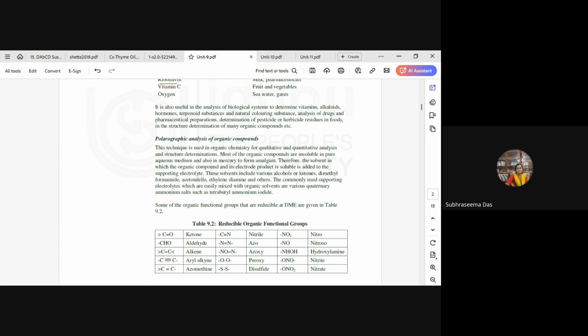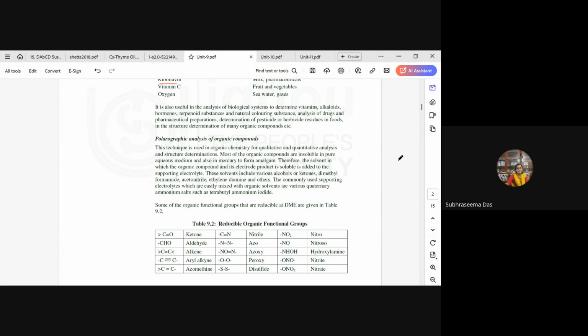So first is the polarographic analysis of organic compounds. Most of organic chemistry deals with the qualitative and quantitative analysis of structures. We know that most organic compounds are insoluble in aqueous medium and also in mercury to form the corresponding amalgam. So to develop an easy procedure, a solvent in which the organic compound and its electrode product are soluble is added to the supporting electrolyte. Solvents such as alcohols, ketones, DMF, acetonitrile, ethylene diamine, and solvents of this type are chosen for the analysis of organic compounds by polarography.